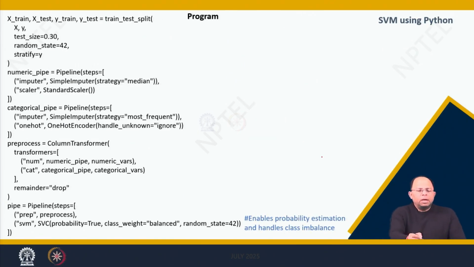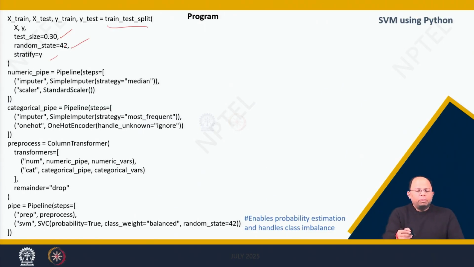So first we call the train test split function, where we store the values of X train, X test, y train, y test. That means we are dividing the data set into two parts for training and for testing, and we are using a test size of 0.3. That means 70% and 30% would be the division between train and test. Random state is 42 to replicate the same split, and stratify y makes sure that the train and test have equal proportions of yes and no's.